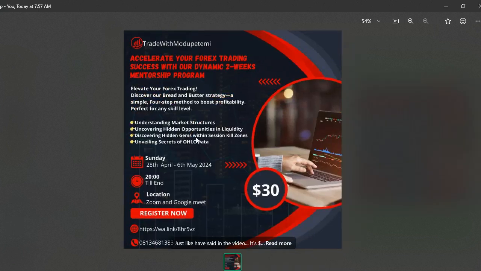This is what our bread and butter pattern is. You understand your market structure. These are the four things that I do. You can see how price is pushing up. That is just how I use my bread and butter pattern: uncovering the hidden opportunity in liquidity, discovering the hidden gems within session key zones, and unveiling the secrets of open, high, low, close. This is my bread and butter strategy.